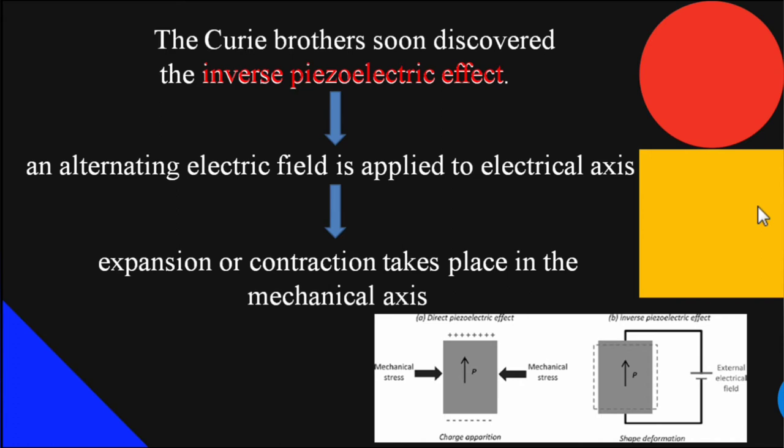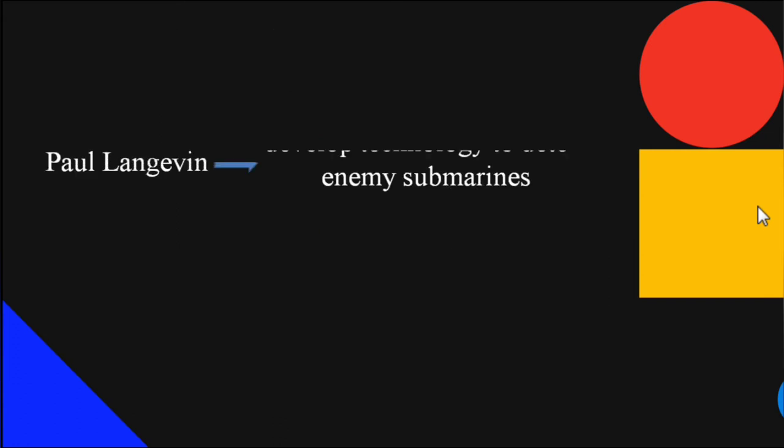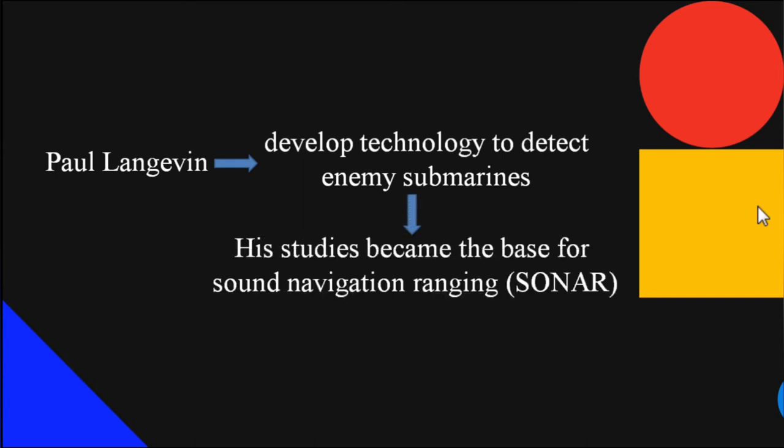While the Curie brothers discovered the piezoelectric effect in the 1880s, it wasn't utilized for ultrasonography until a few decades later. One of their students, Paul Langevin, was commissioned by the French government to develop technology to detect enemy submarines. His studies became the base for what was later known as sound navigation and ranging, that is sonar, which was developed extensively in World War II.